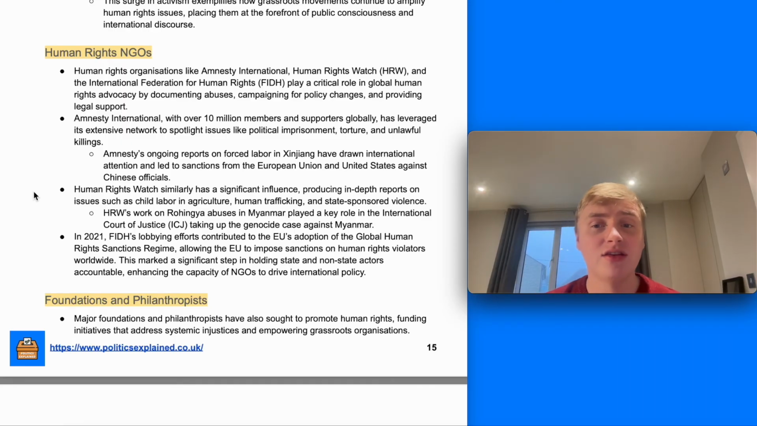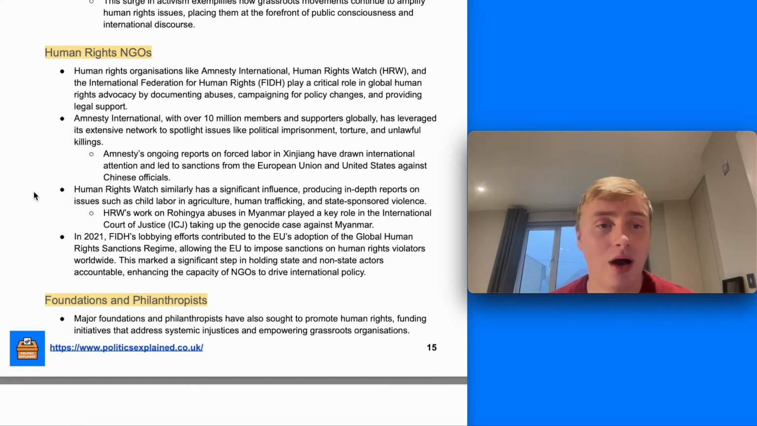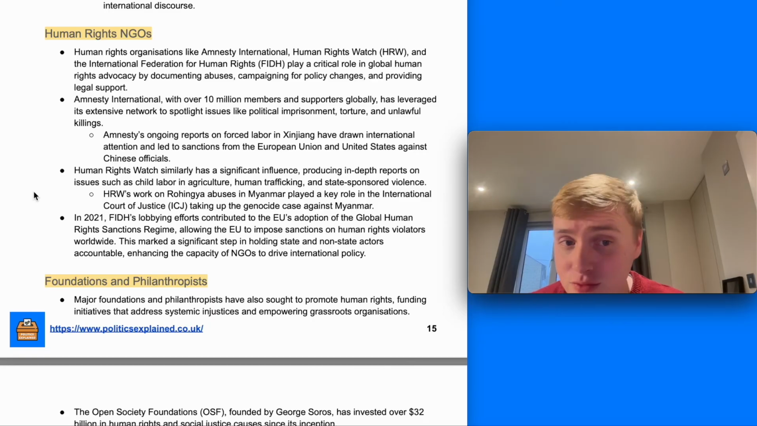And it has consistently done so in relation to the US's human rights abuses, but has also in relation to other countries, such as its reports on forced labour in Xinjiang, which has drawn international attention and led to sanctions from the European Union and the United States, and there's a lot of investigative reporting in relation to that. Human Rights Watch has had a significant influence as well. For example, its focus on Rohingya abuses in Myanmar, in the genocide, which played an important role in the ICJ taking up the case of genocide against Myanmar.